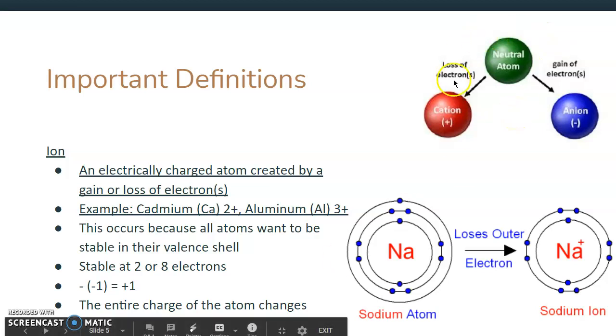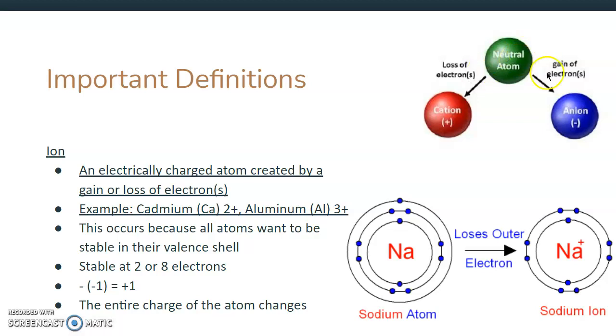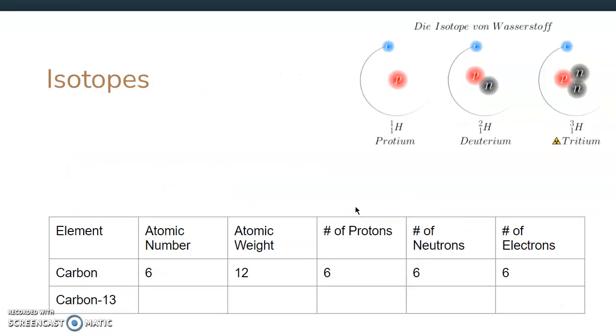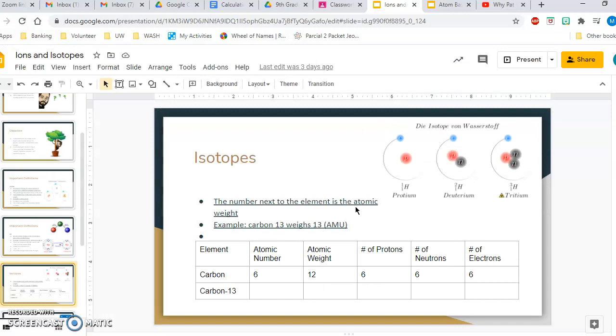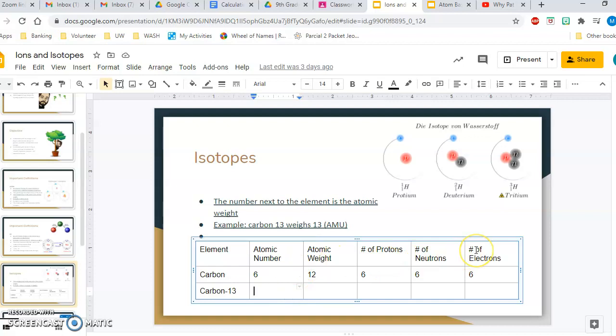The other thing I like to mention is we have special names for if an atom is either gaining or losing electrons. If it's losing electrons, it is a cation. If it gains electrons, it's an anion. But we're going to stick with just focusing on the word ion for now. So, ions. Let's talk about how this will affect the way we find each one of our numbers.